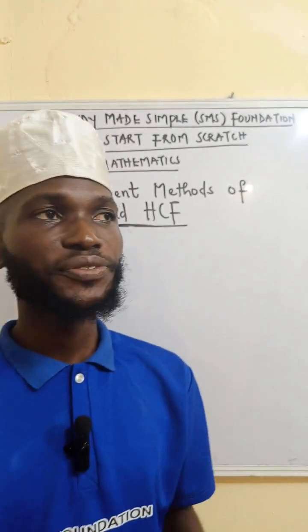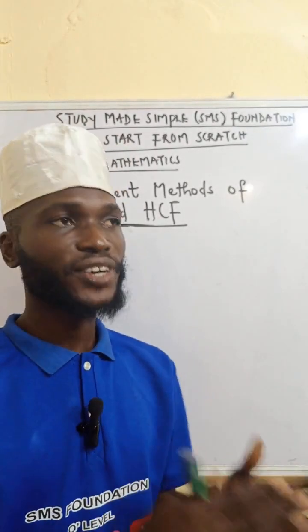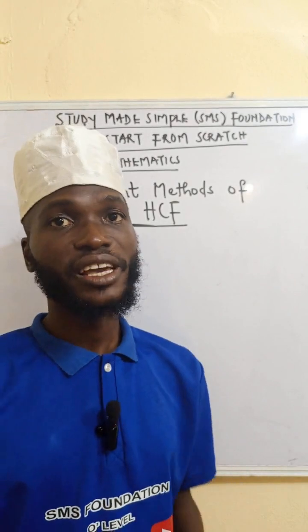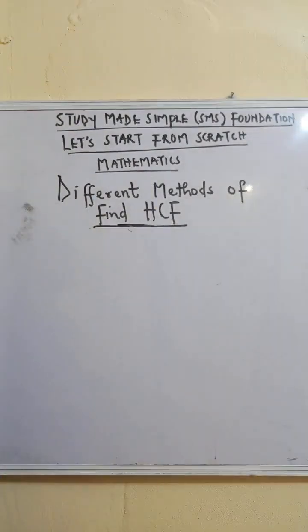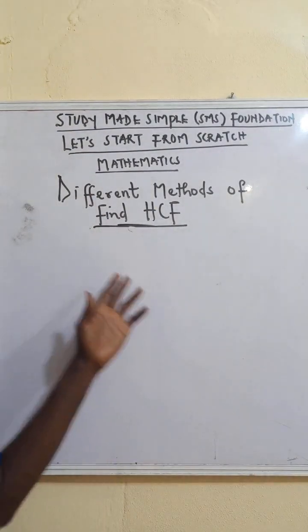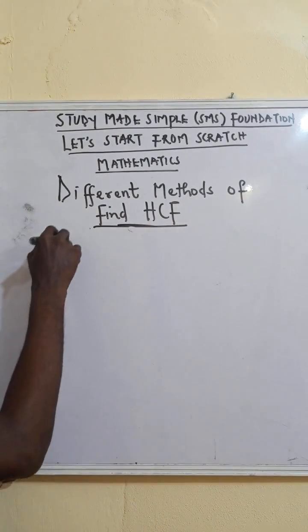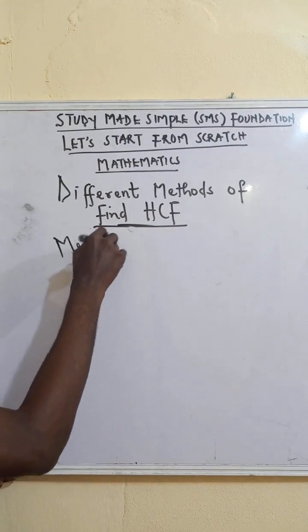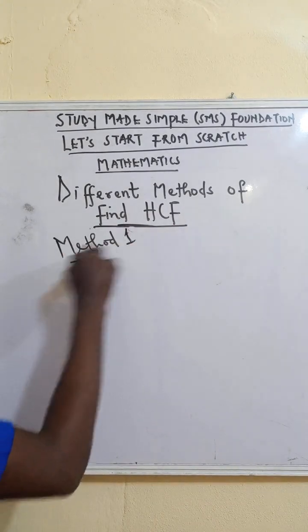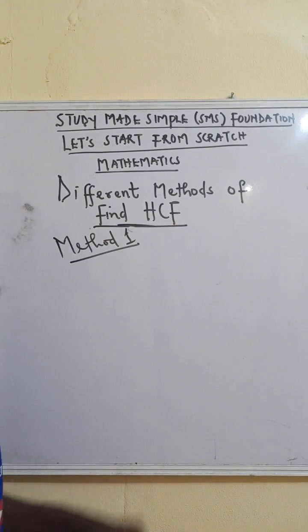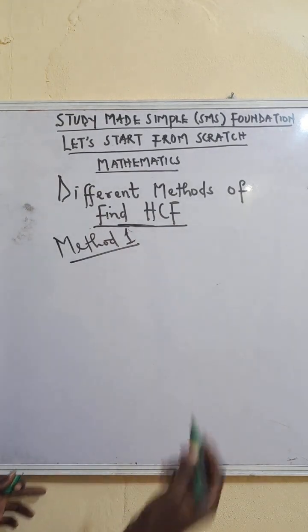Let's consider different methods of finding HCF. Let's go. For example, I will start with method one, the simplest method. So method one is the method of successive division.